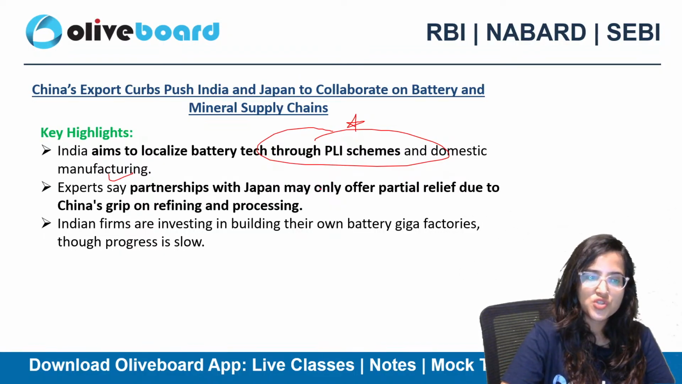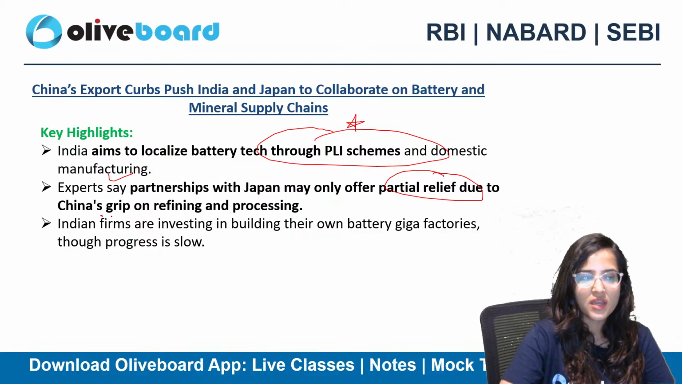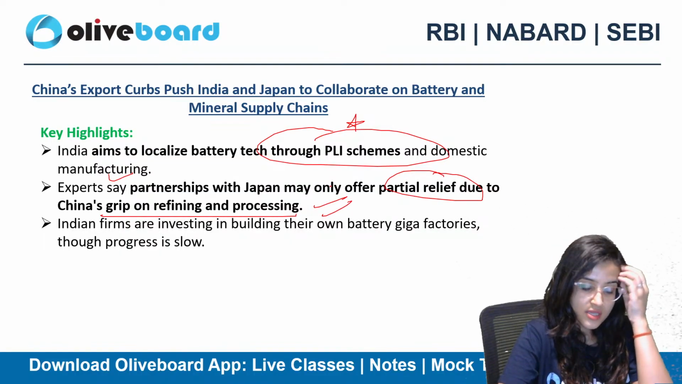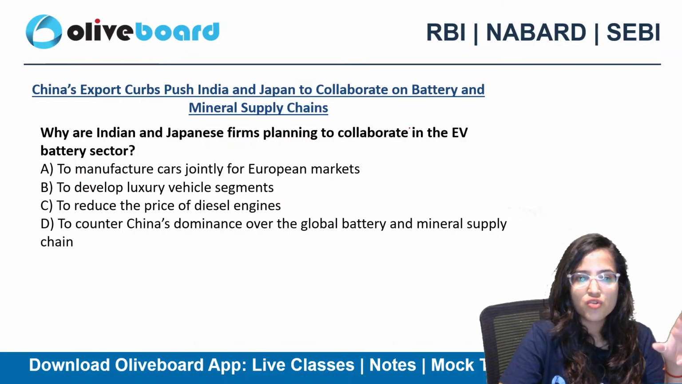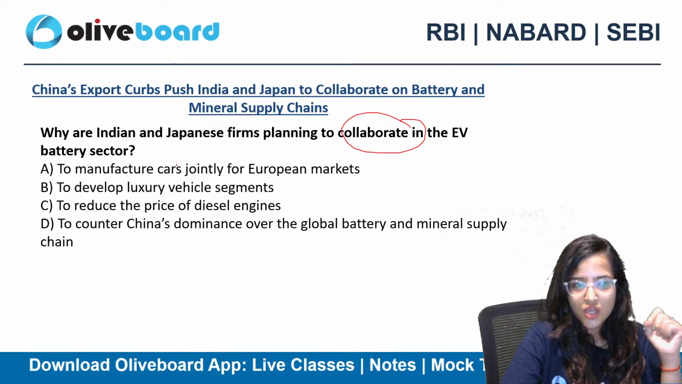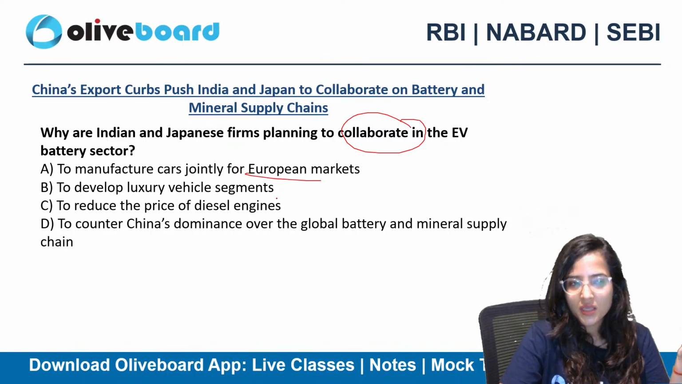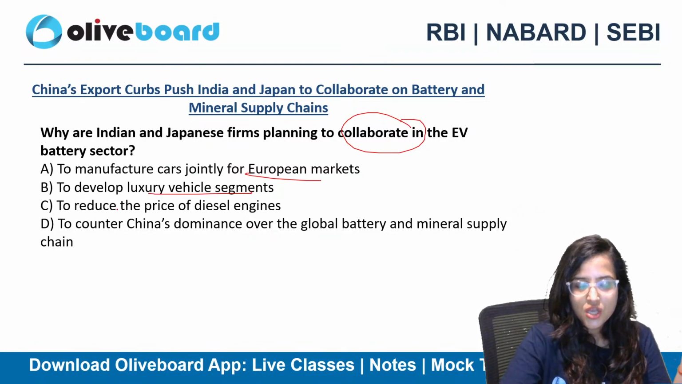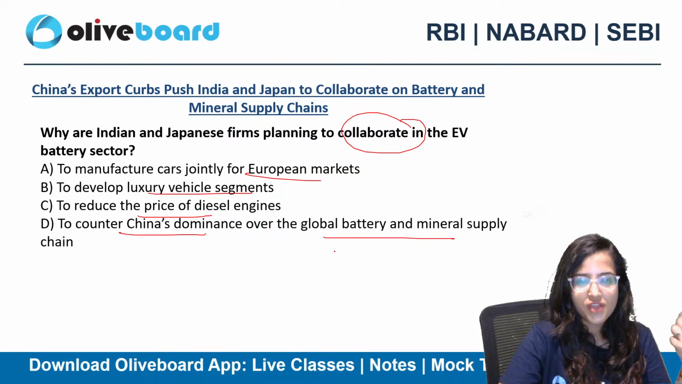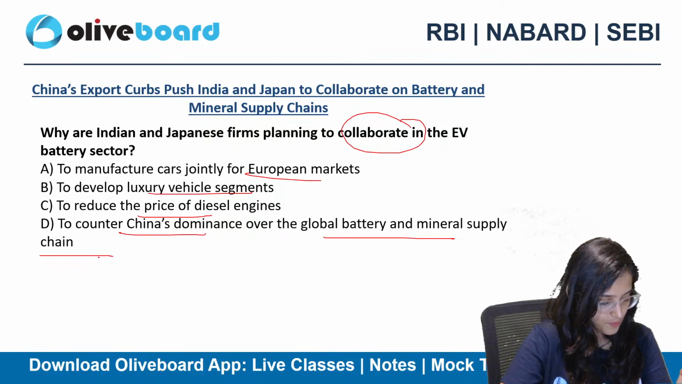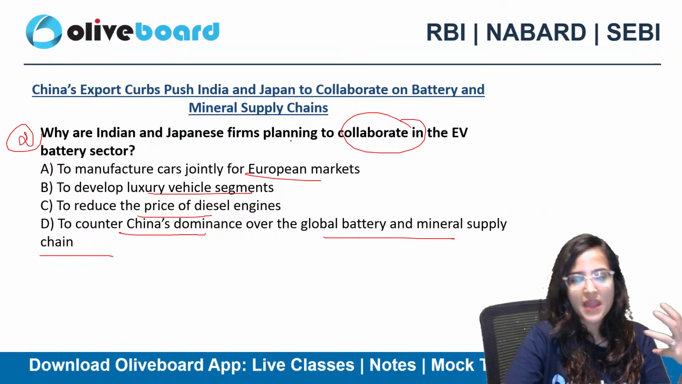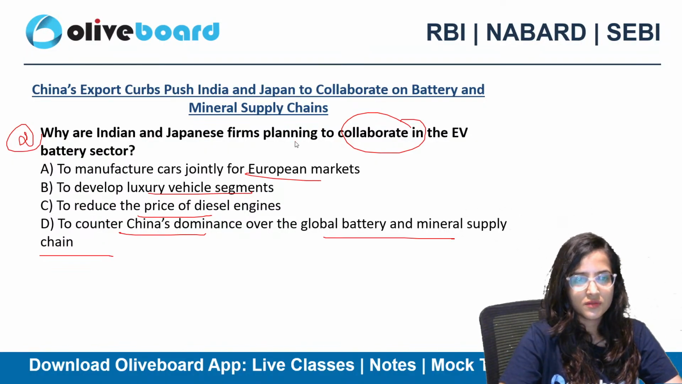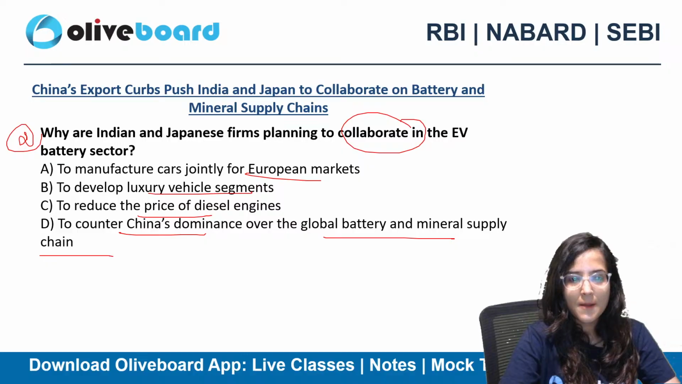Experts say that partnerships with Japan may only offer partial relief due to China's grip on refining and processing. So still there is a hurdle, there is still a challenge. So why are Indian and Japanese firms planning to collaborate in the EV battery sector: to manufacture cars jointly for European markets, to develop luxury vehicle segments, to reduce the price of diesel engines, to counter China's dominance over the global battery and mineral supply chain? What is the answer? What is the answer to the second question? Why are Indian and Japanese firms planning to collaborate in the EV battery sector? Quickly, I want answers from everyone.